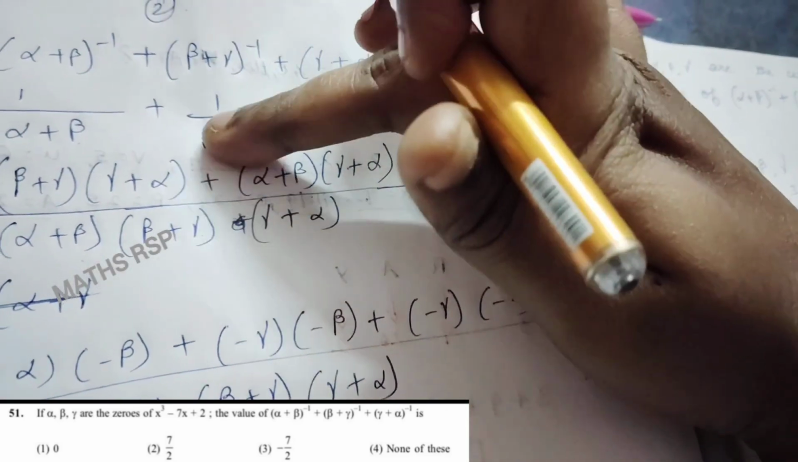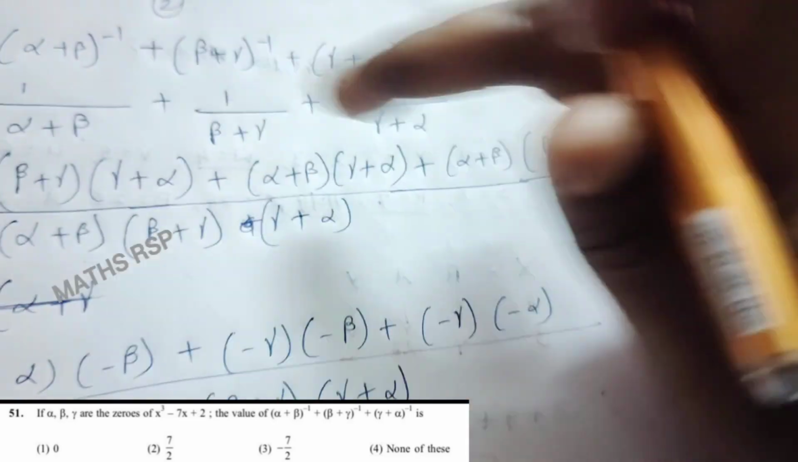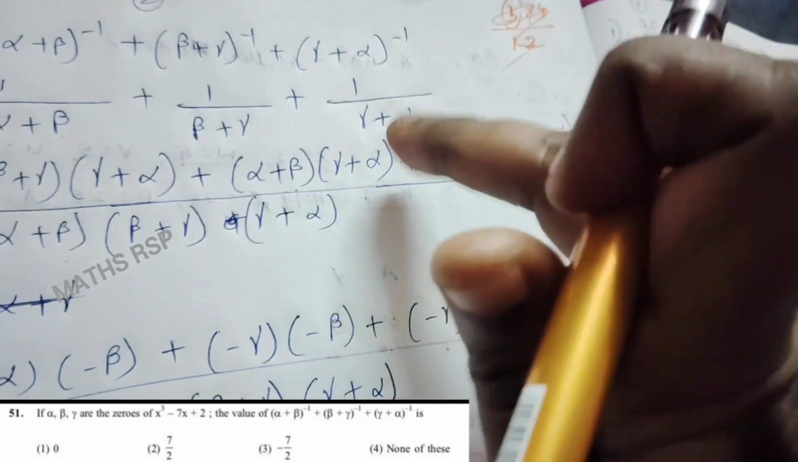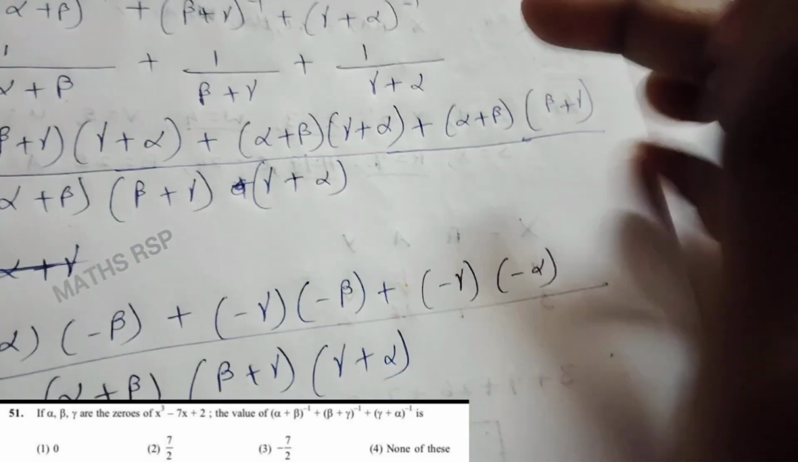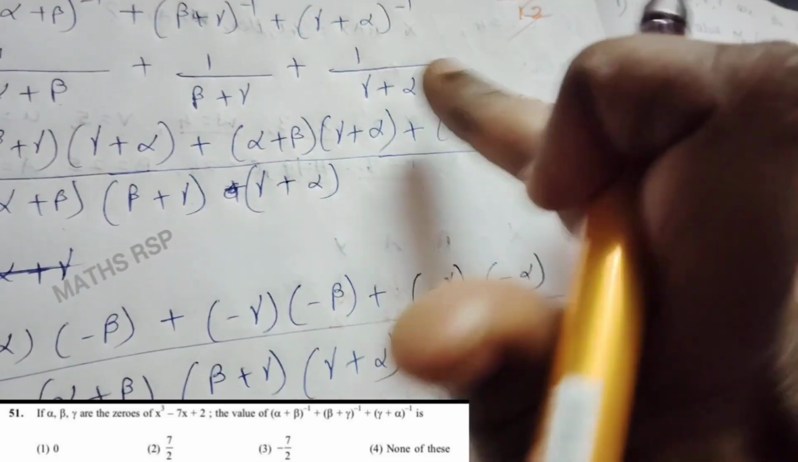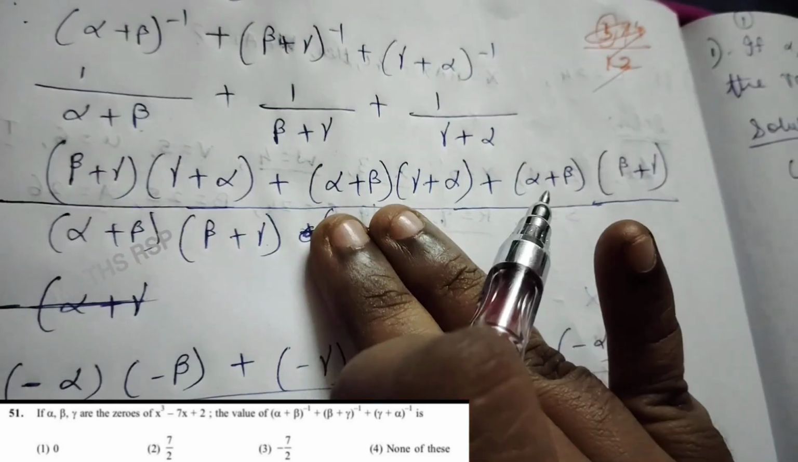Here beta plus gamma, just hide this one, except beta plus gamma, we need to include these two: alpha plus beta into gamma plus alpha. Plus here gamma plus alpha is there, right? So except gamma plus alpha, we need to take alpha plus beta and beta plus gamma in the numerator part, okay.